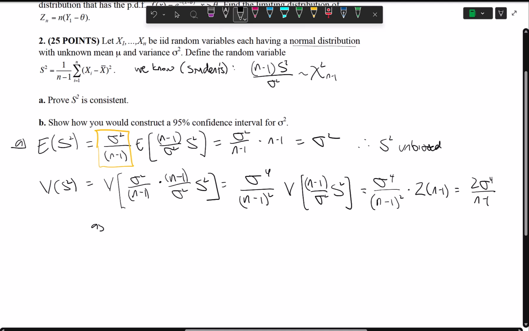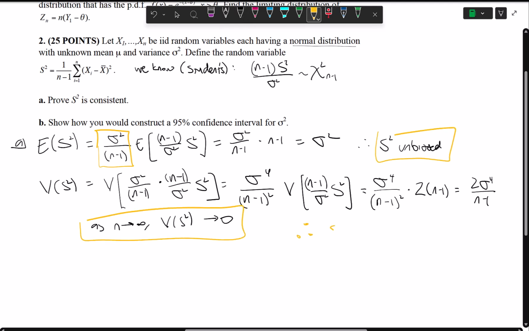Clearly, as n goes to infinity, the variance of s squared goes to 0, combined with the unbiasedness, s squared converges in probability to sigma squared, so it is a consistent estimator of sigma squared.